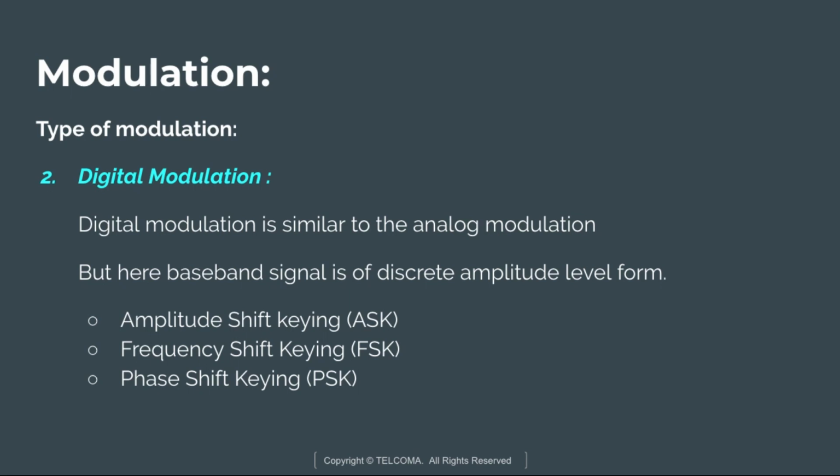The digital modulation technique is employed for efficient communication, and the main advantage of digital modulation over analog modulation is that it has high noise immunity, high bandwidth, and high permissible power. The types of digital modulation are amplitude shift keying, frequency shift keying, and phase shift keying.